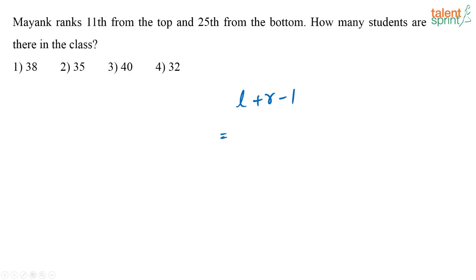So his position from the left or from the top here is 11, and the position from the right or the bottom is 25, minus 1. Generally we say left and right, so that's why the formula is L plus R minus 1. Same thing you can apply for top to bottom. So 11 plus 25 minus 1, that is 36 minus 1, which is equal to 35.